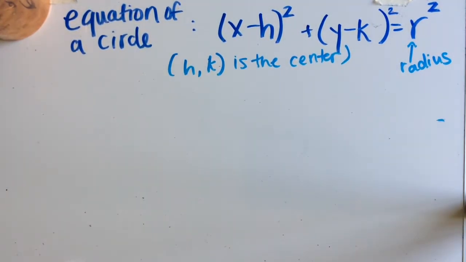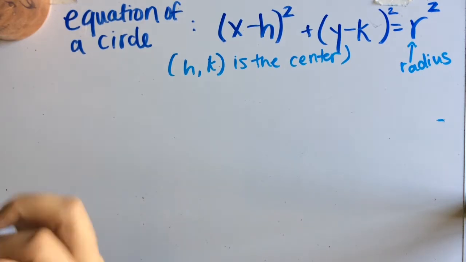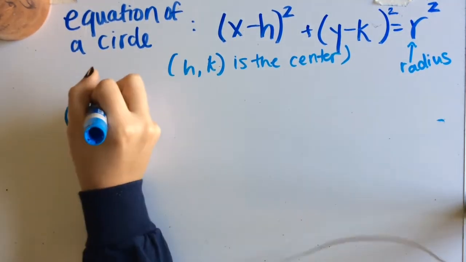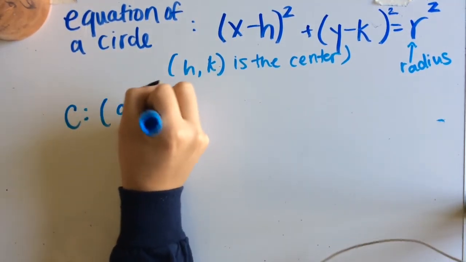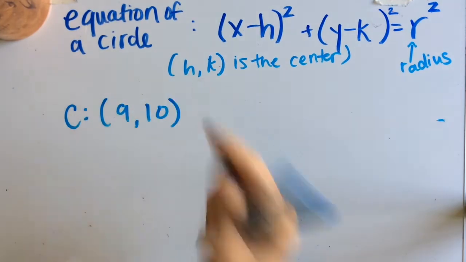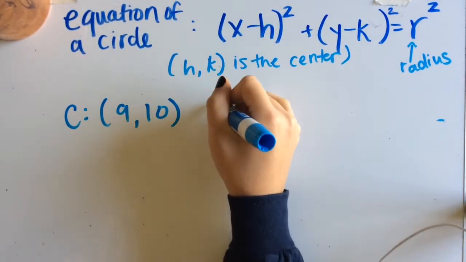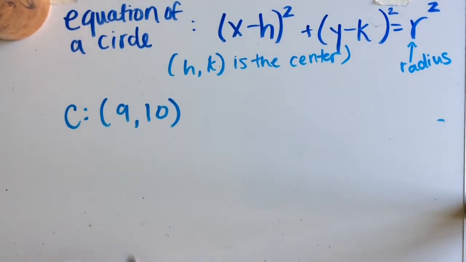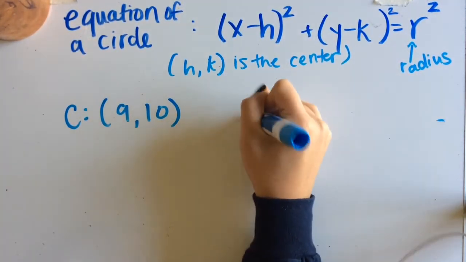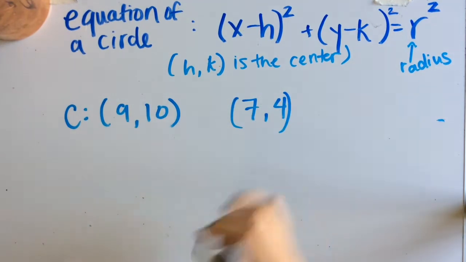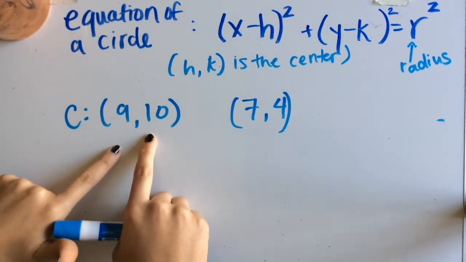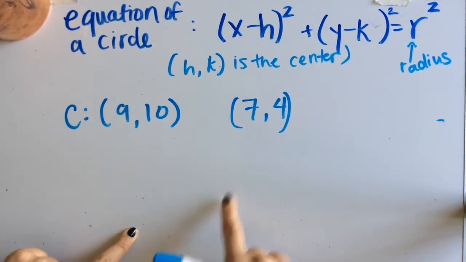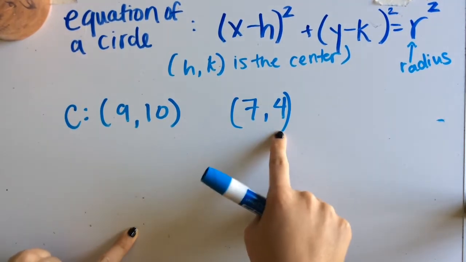Also, for your homework, you might be given the center and a point on a circle. I think this might be an example on your homework. Let's say the center is 9, 10. The center is your h, k. Then it says there's a point on the edge of the circle, and that point is 7, 4. So I know the center is at 9, 10, and the circle's edge is going to cross 7, 4.